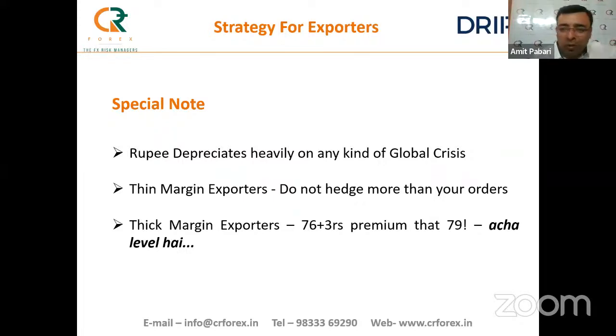What we have fallen in 2008. Do not sell more than your orders. Why? Because if you sell at 76 and think that the currency might come down, the currency might go to 78. If you sell at 78, the currency might go to 80 also. और उस टाइम पे you have to quote to your buyer at the current spot level and the currency is weakened. So do not do that. Do not overhedge. That is one request to all thin margin exporters.